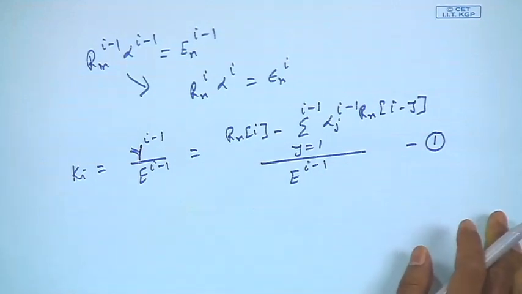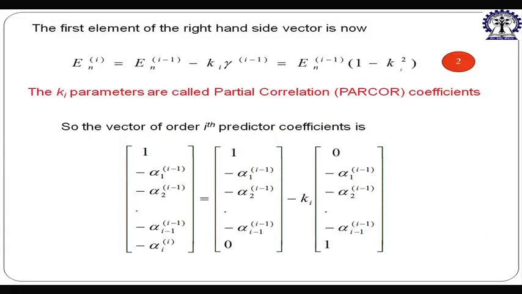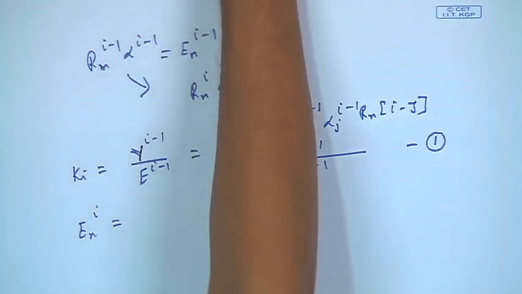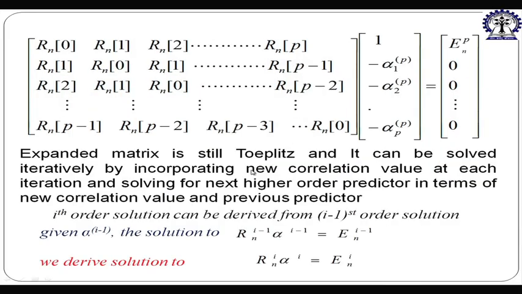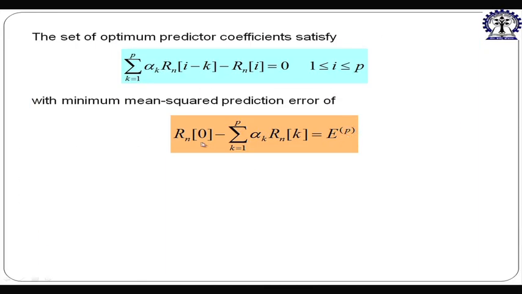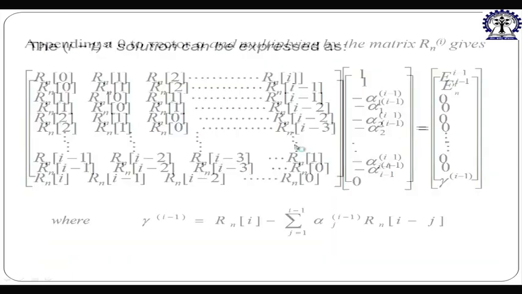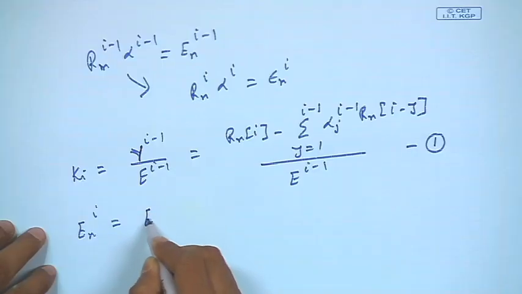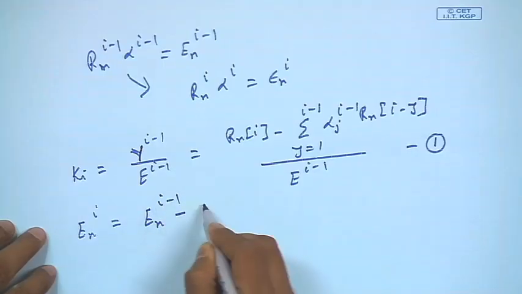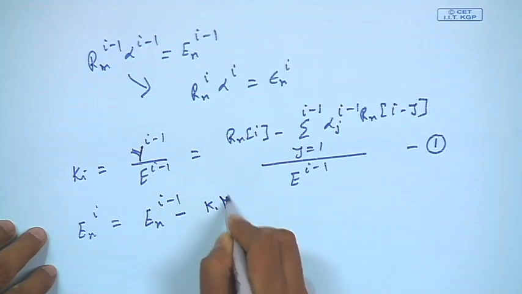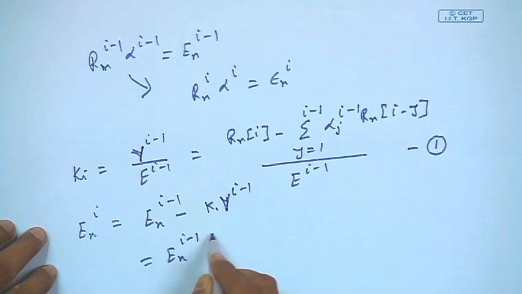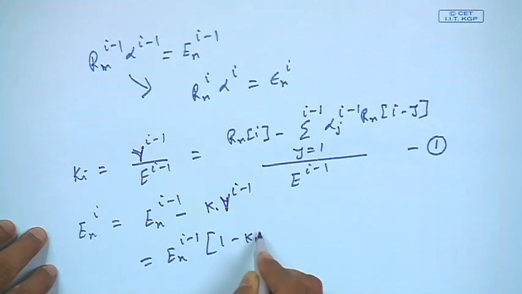Okay. Now, if this is k i, then what is E n i? I can write E n i as R 0 minus the sum of alpha k R n k. So, if I use that value, then E n i becomes E n (i minus 1) minus k i gamma (i minus 1), which is nothing but E n (i minus 1) times (1 minus k i square).